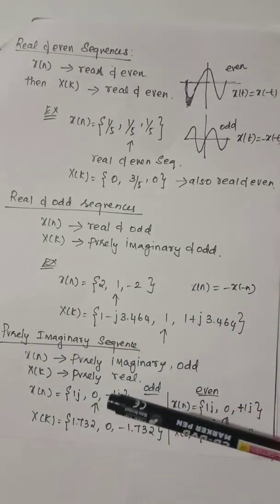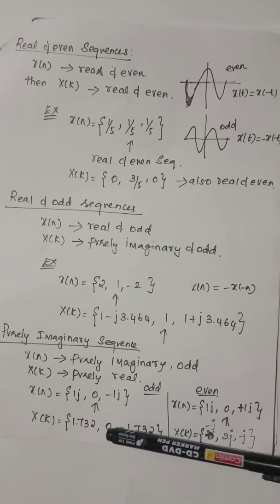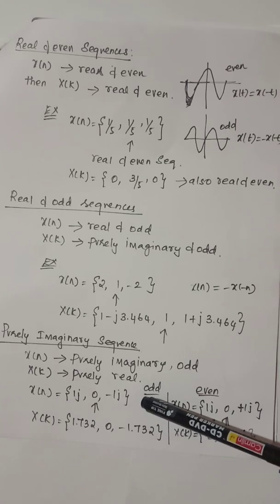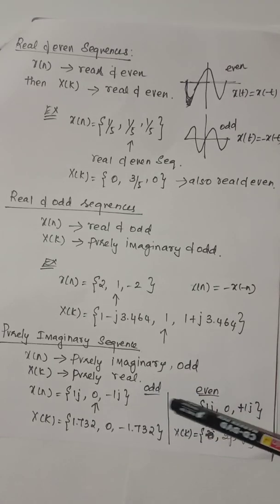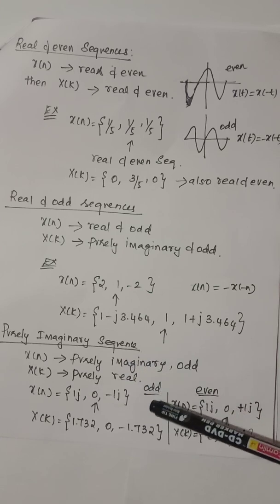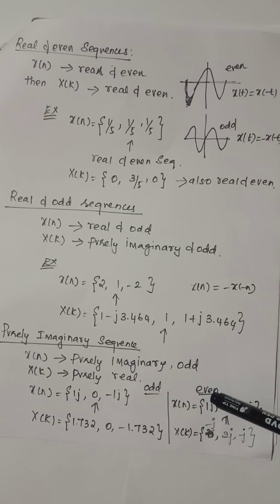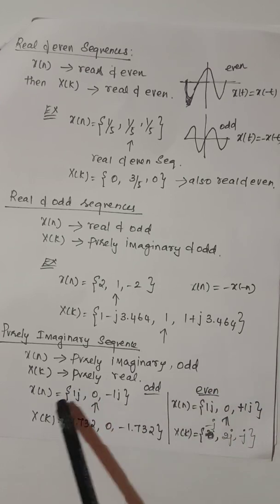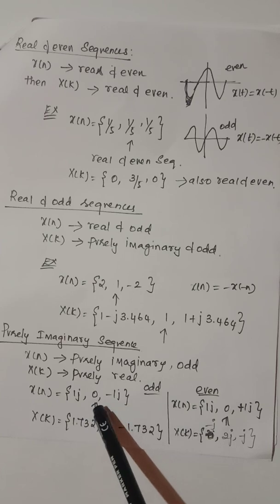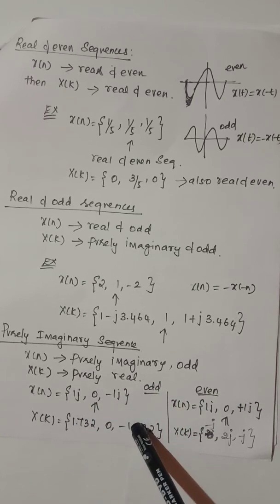If the input is itself a purely imaginary sequence, what will be the output? In this case, we have to consider two conditions. One, if the input is purely imaginary and it is an odd sequence. Two, if the input is purely imaginary and it is an even sequence. What is the output we will obtain? If the input is purely imaginary and it is an odd sequence, you will get only a real value sequence.